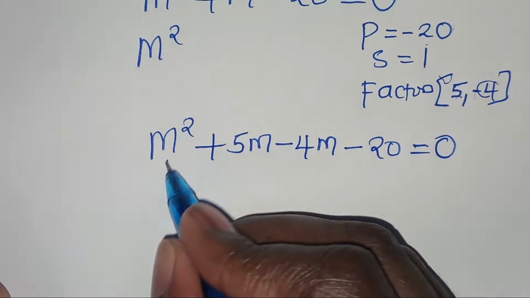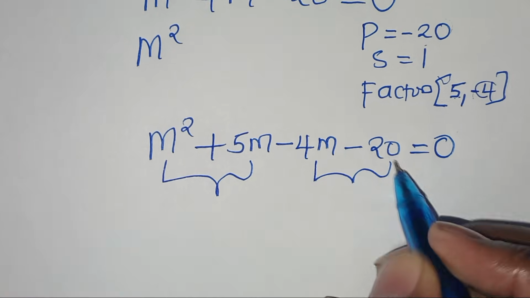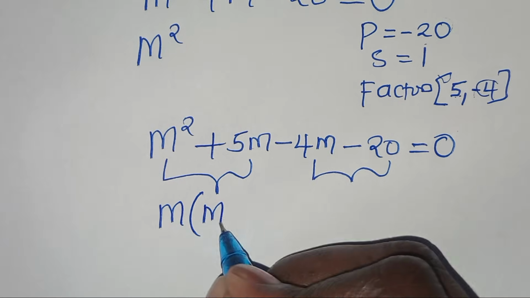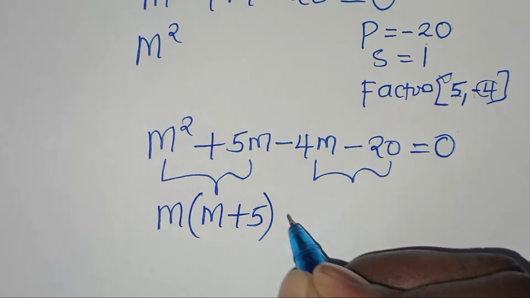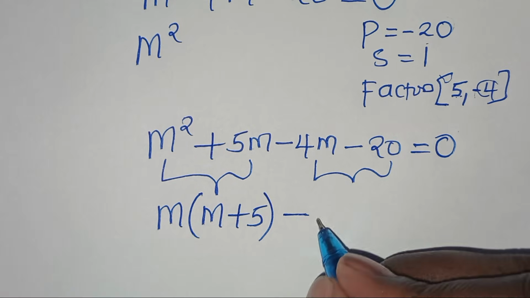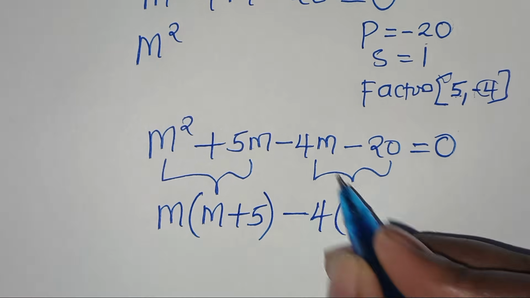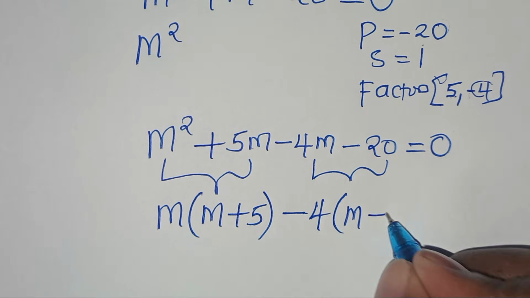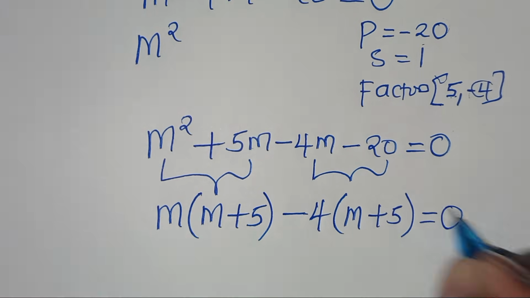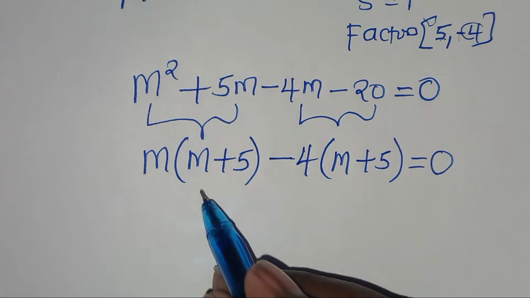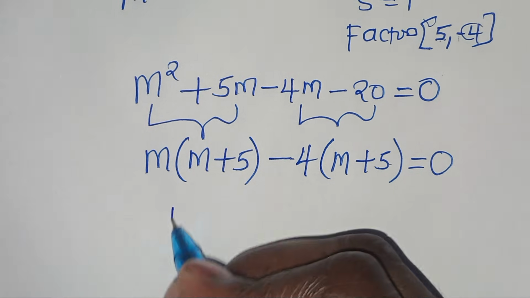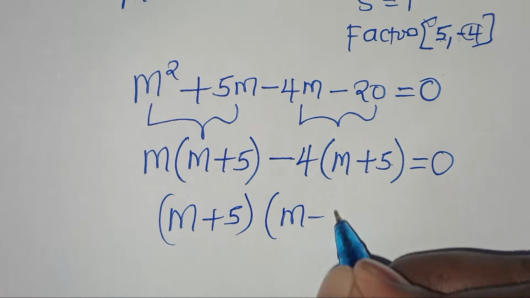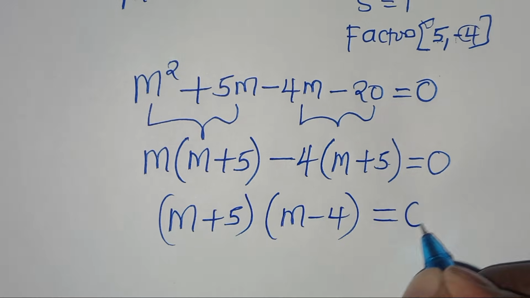Now we have got two parts here. From the first part, m is common. We factor out m, so that here we have m plus 5. Then subtract 4 is common here, so we factor out minus 4 into the parentheses. This is m minus 20 divided by minus 4, this is plus 5, and this is equal to 0. m plus 5 is common here, so we can factor out m plus 5. Then we have m minus 4 is equal to 0.